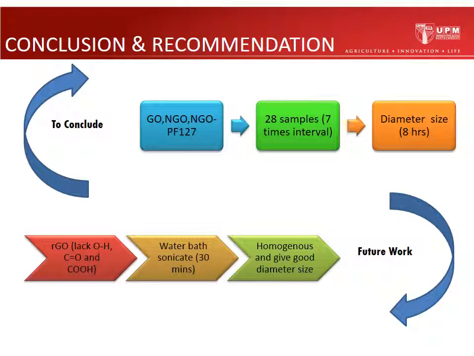Okay, last but not least, we move to conclusion and recommendation. The synthesization of GO using improved Hummers method, NGO and NGO PF127, was proven to produce a high quality GO. There were 28 samples consisting of NGO SGF, NGO PF SGF, NGO SIF, and NGO PF SIF, which were run for 7 time intervals. The diameter size in stable condition can only be obtained until 8 hours of the experiment.